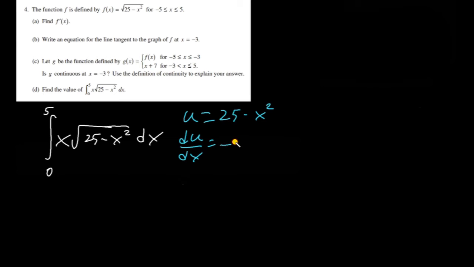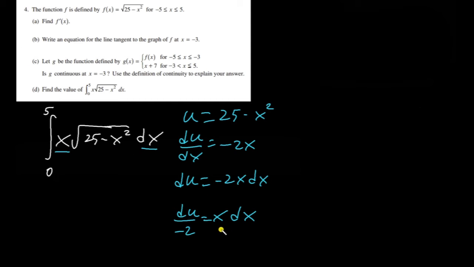It's going to be negative 2x. Okay, now I'll bring the dx over to the side. Now I'll get du is negative 2x dx. And since over here I have an x dx, I want to have an x dx over here too. So we'll take this negative 2 and bring it down. So du over negative 2 is equal to x dx.